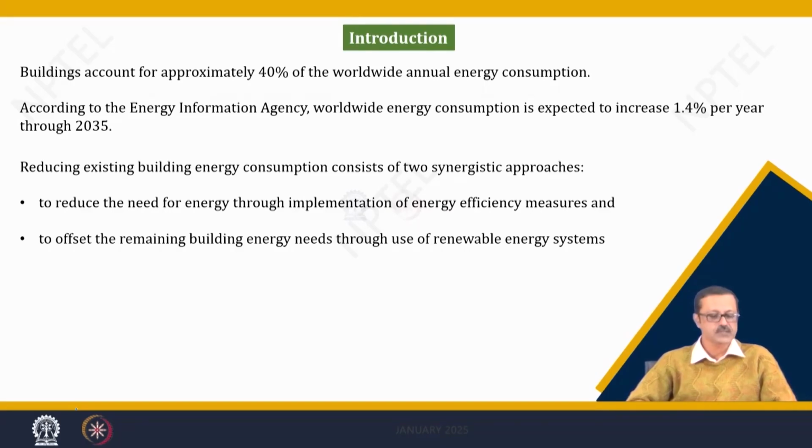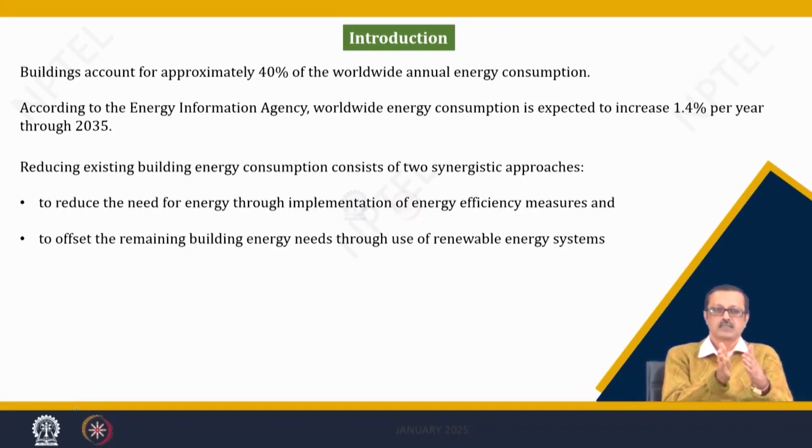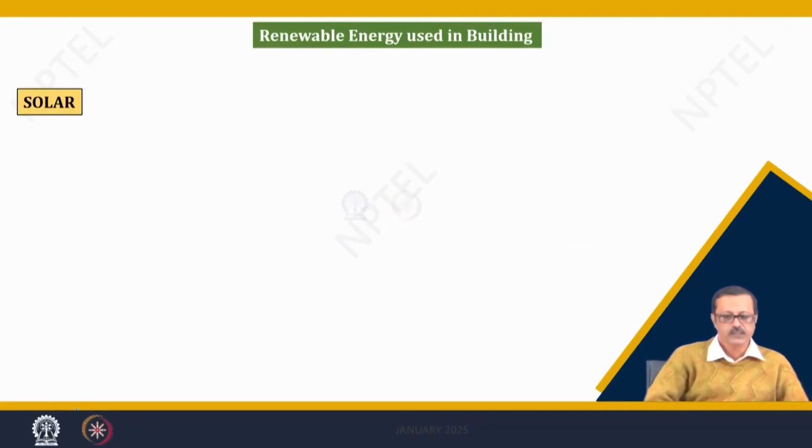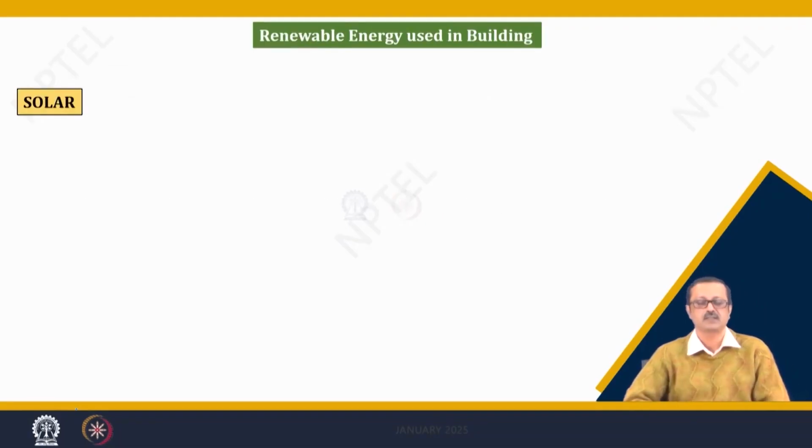And the second is to offset the remaining building energy demand from renewable energy sources. For the additional part of the total energy, we can think of harvesting from the building itself, or in and around the building, through renewable energy sources. So, what are the sources we can use for building integration? First of all, what reminds us is solar energy.